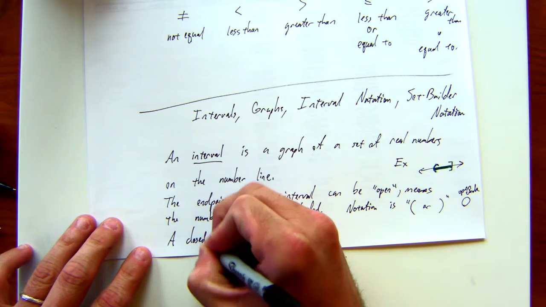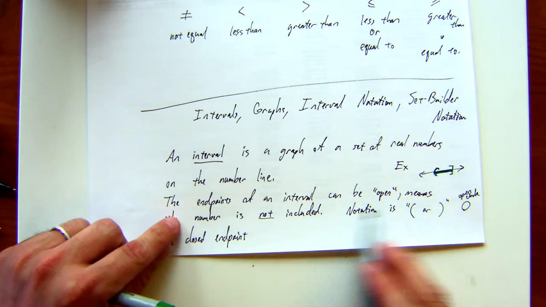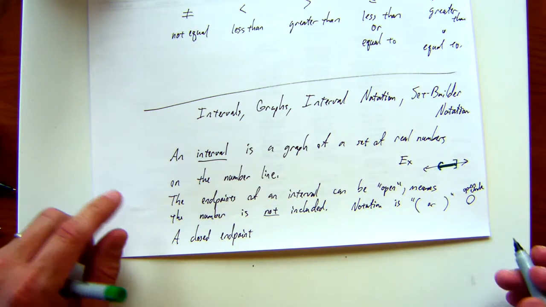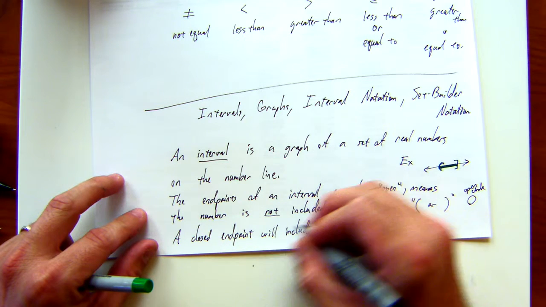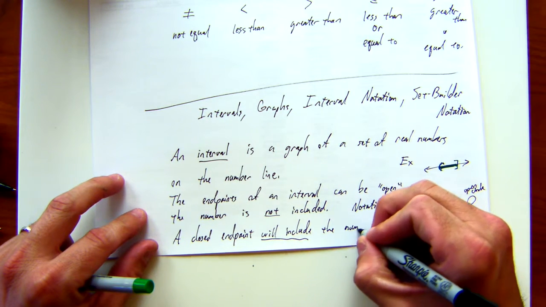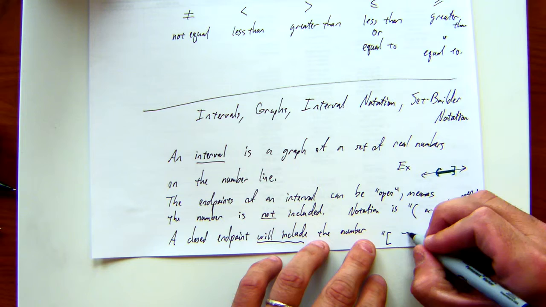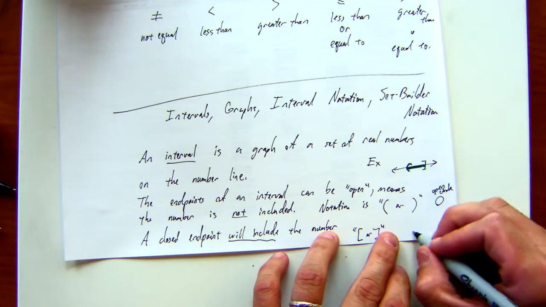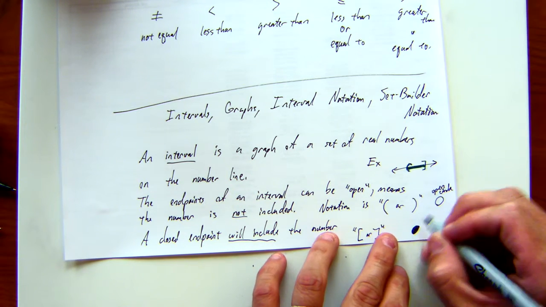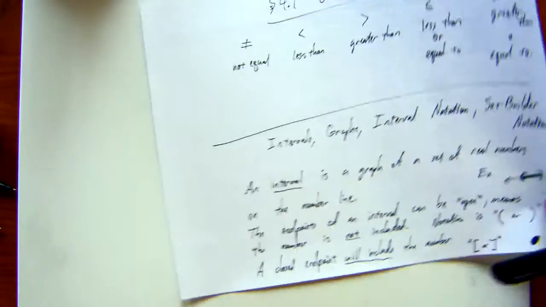A closed endpoint, what do you think that means? If an open means it is not included, what do you think a closed means? Will include the number. Okay? The notation for the closed is the brackets. Or another way is a colored in circle, colored in dot. Okay? So let's look at some examples.